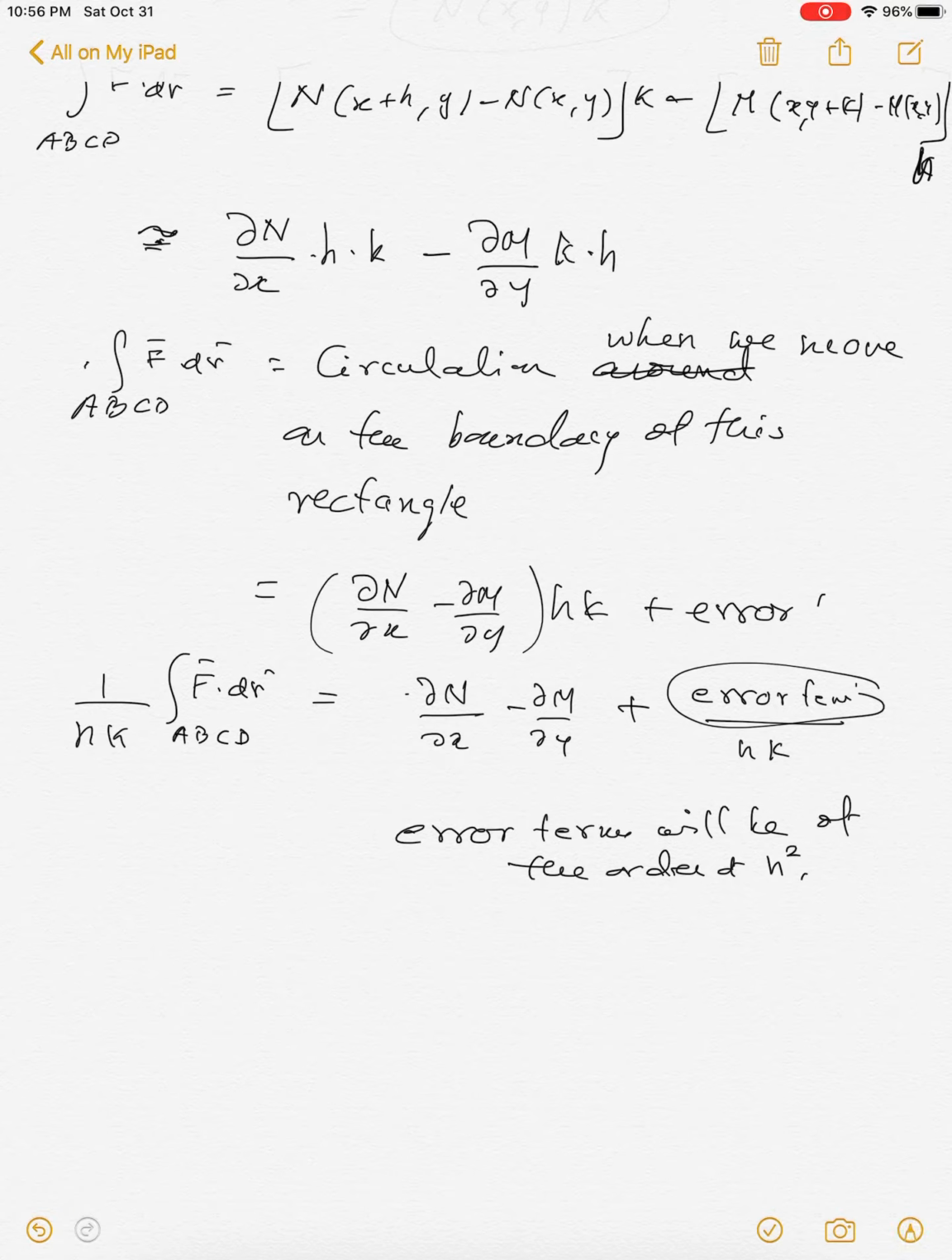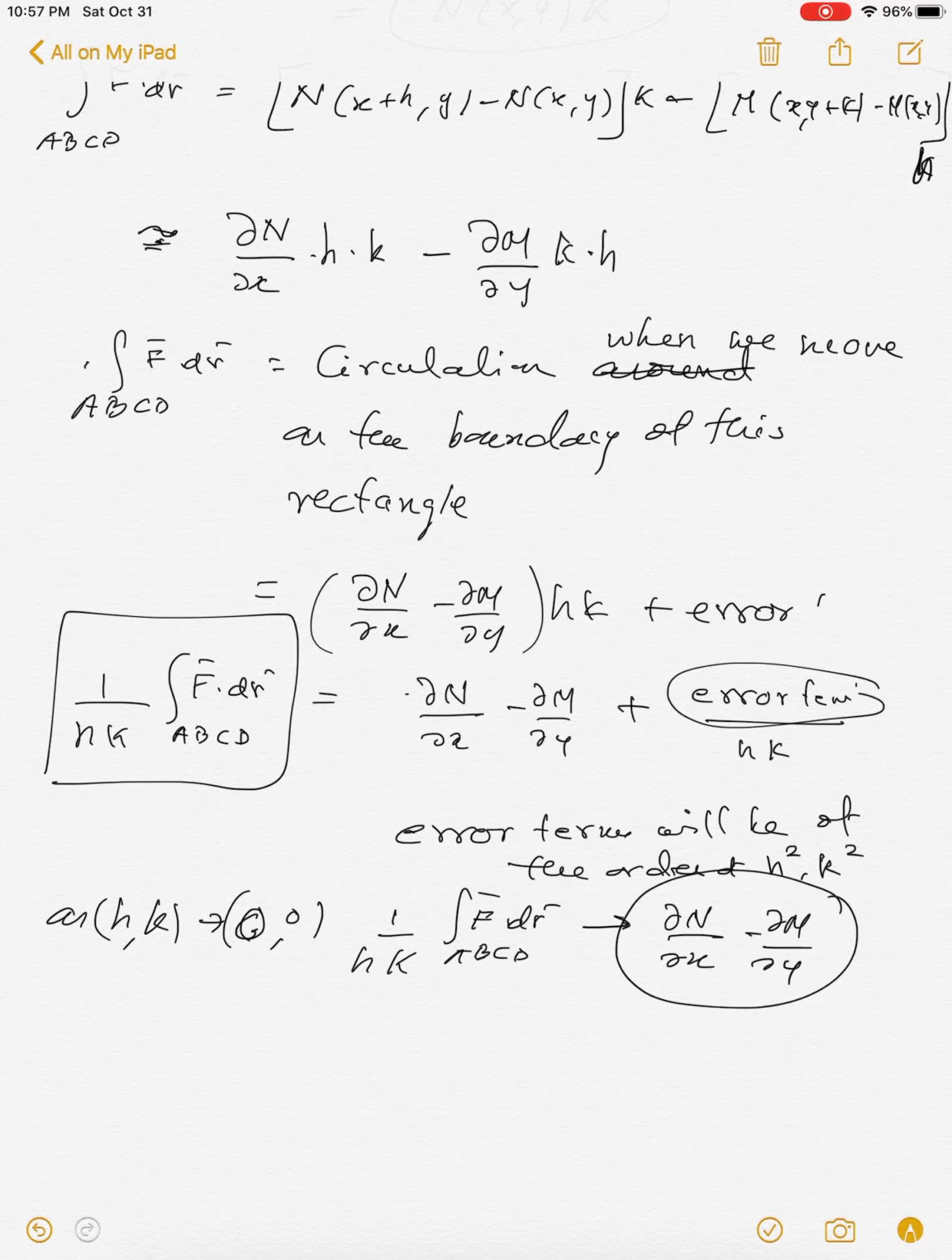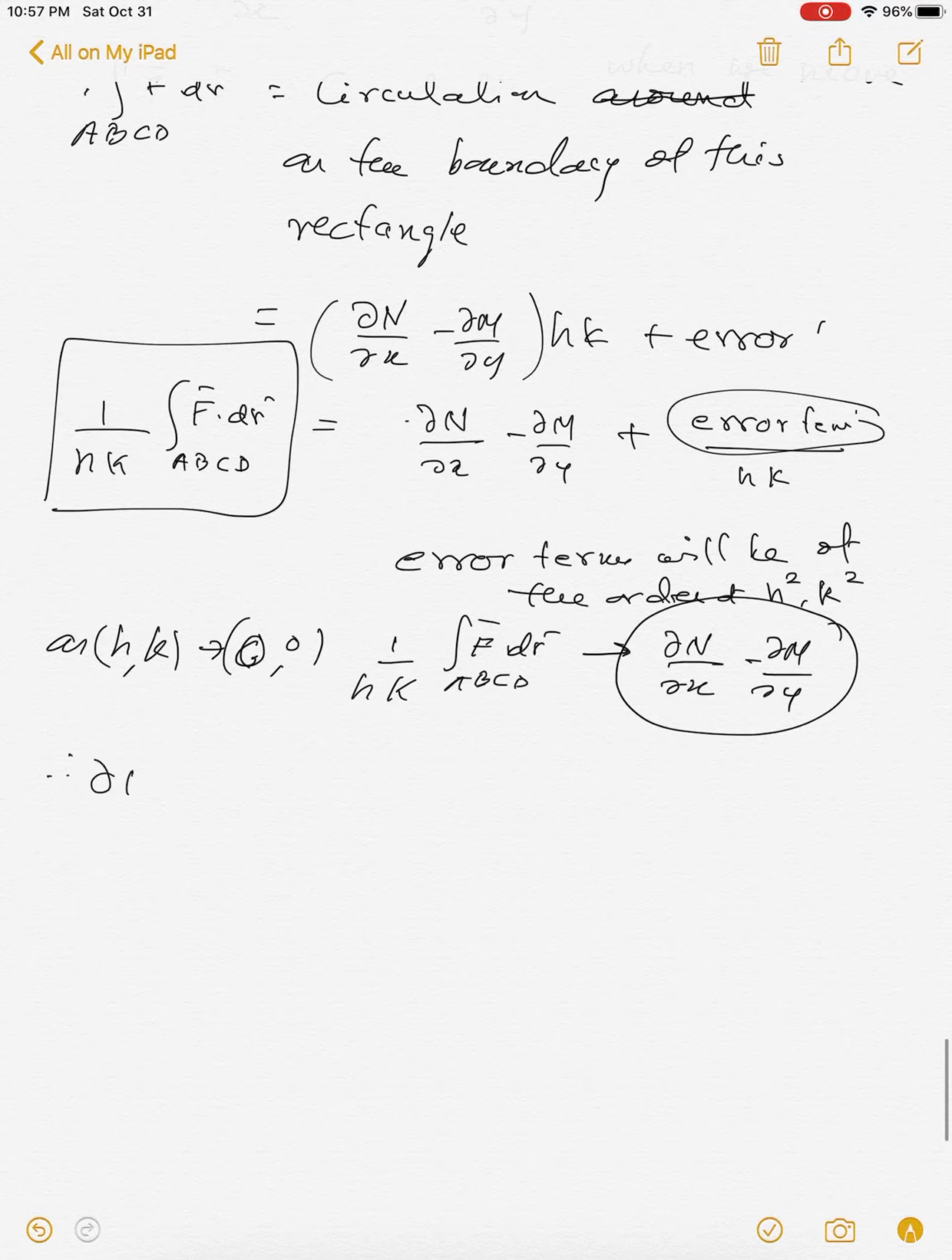The idea of the proof is correct. It's not written completely precisely, but that is where you will need Taylor's theorem. So these are of the order of h squared k squared. So as h, k tend to 0, 0, this average, 1 over hk times this integral on this loop ABCD, will tend to dN/dx minus dM/dy. So this gives you the meaning of this quantity.